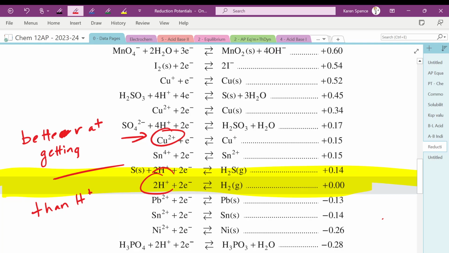Think about that. Compare copper 2+ with H+.